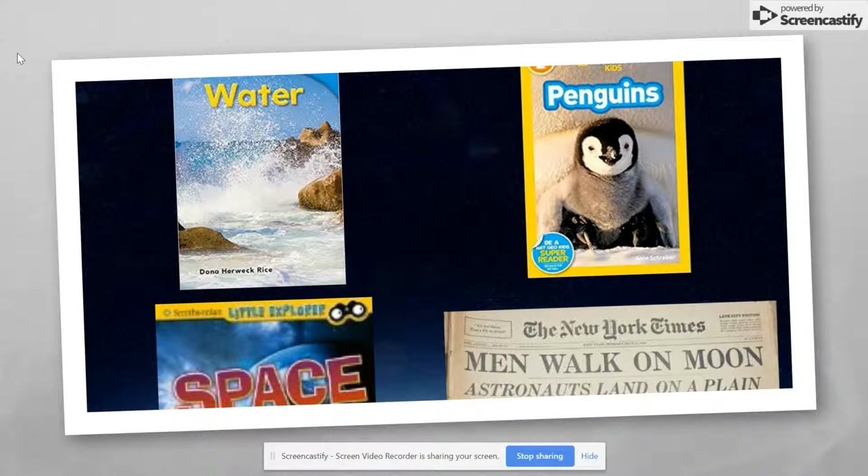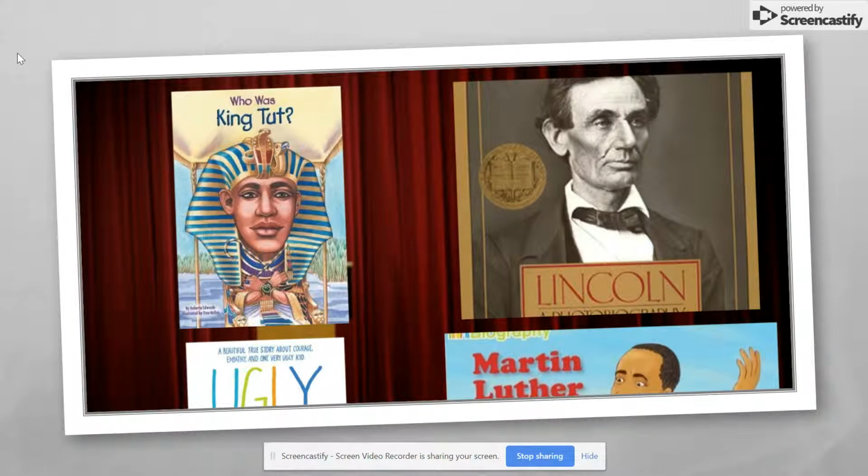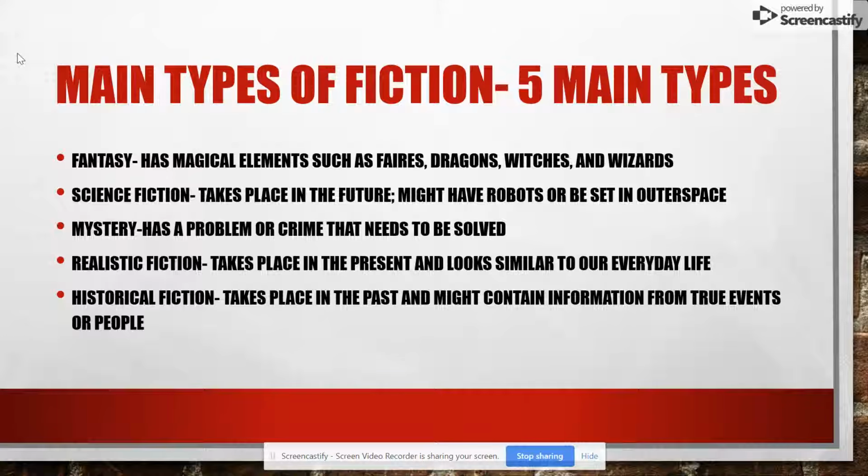Here are some examples of different informational texts. A book about water, penguins, space, and the newspaper all give information on specific topics. Here are some books that are biographies and autobiographies. Who Was King Tut, Lincoln, Martin Luther King Jr., and a book called Ugly, in which the main character is actually the author. He wrote that story about himself, which makes that an autobiography.